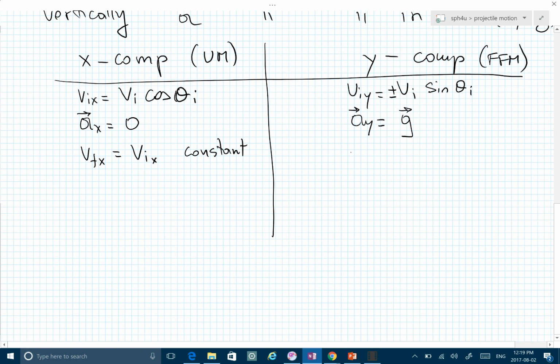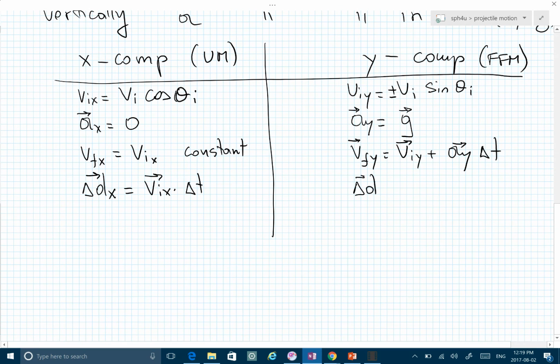All right. Now we start writing the equations. Vfy is equal to Viy plus acceleration times time, right? Delta dx, the range or the horizontal component of the displacement, is Vix times delta t. Why am I writing that? Because it is a uniform motion. All right. In here, we can use any of the uniform accelerated motion equations. So I'm going to write all of them.